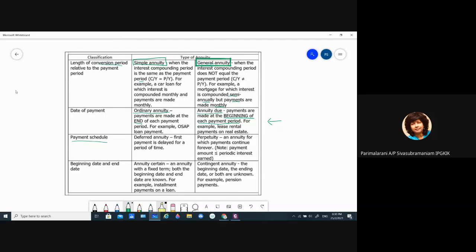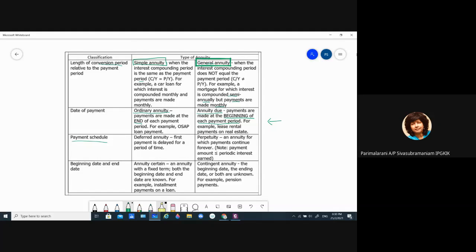Okay, and the last one is beginning date and end date. Annuity certain is an annuity with a fixed term. Both the beginning date and end date are known. For example, you know exactly how many installments, you know when you're starting, you know when you're ending, then it's annuity certain. Contingent annuity, the beginning and ending date is unknown. You don't know when it's going to end. That is called contingent annuity.